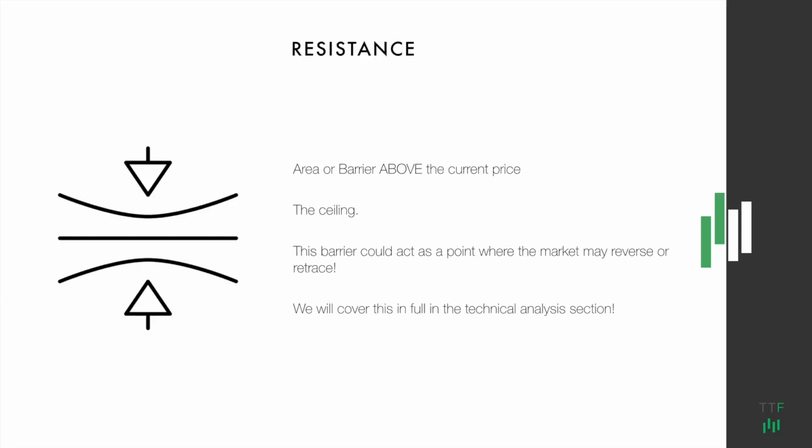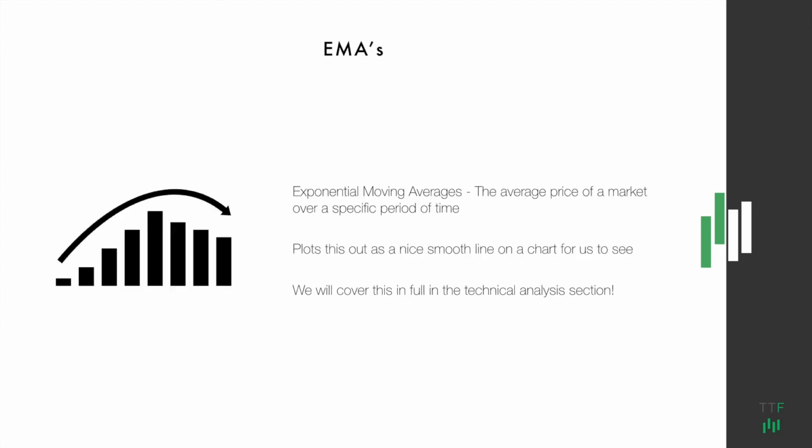We then have our resistance. This is the area or the barrier that we have above the current price. It's the ceiling. This barrier again will act as a point where the market may reverse or retrace. As I mentioned, we'll cover this in full detail later on.